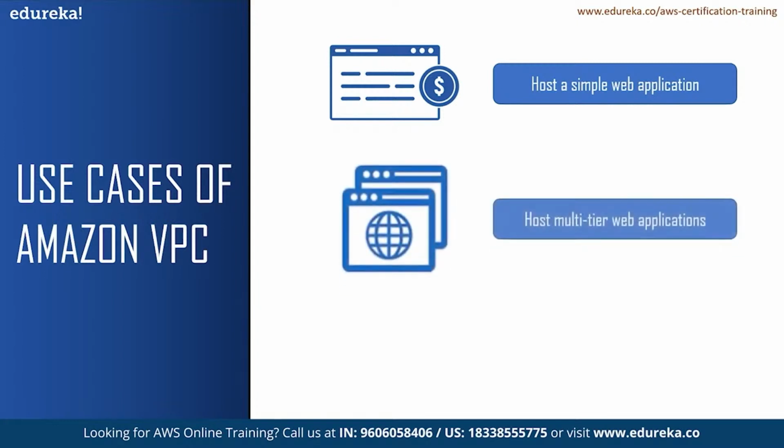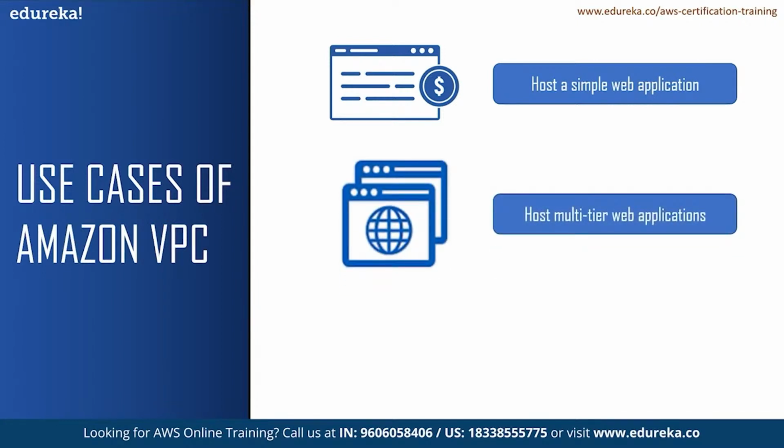With VPC, you can also host a multi-tier web application and strictly enforce access and security restrictions between your web servers, application servers, and databases. You can launch web servers in a publicly accessible subnet while running your application servers and databases in a private subnet. This will ensure that your application servers and databases cannot be directly accessed from the internet. To create a VPC that supports this use case, you can select VPC with public and private subnets in the Amazon VPC console wizard.